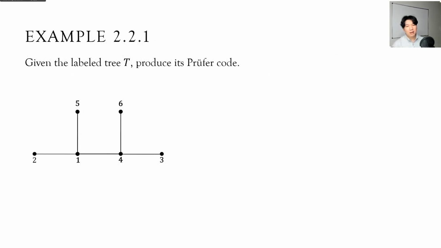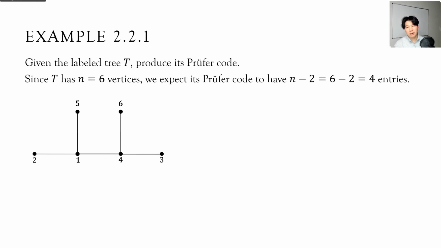So here I have some random tree T that I've drawn, and I want to produce its Prüfer code. Here we can pretty clearly see that we have 6 vertices. Since I have 6 vertices, we know that the Prüfer code has 2 less entries, or in this case, the Prüfer code should have 4 entries. So I know that I should be done once I have 4 entries in my sequence.